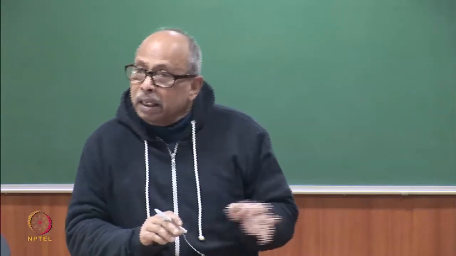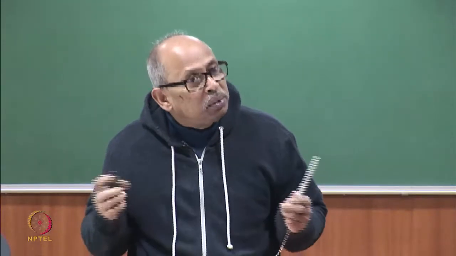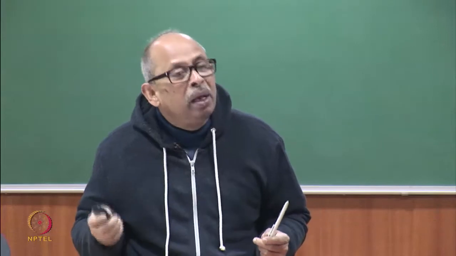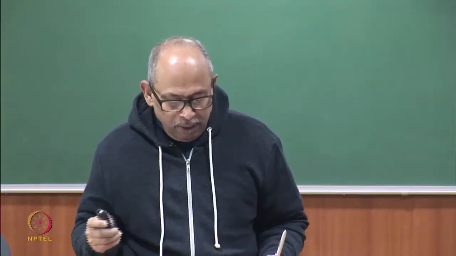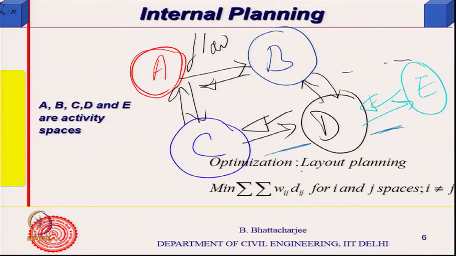So in the planning stage within the building or in the urban planning stage, all functional design issues go in, and fire is also one of them, right. These are activity spaces, as I said, A, B, C, Ds are activity spaces, and you can do the optimization of layout planning for minimization of the traffic. For example, for spaces i, j, i not equal to j, some sort of weightage multiplied by their distances, the sum total must be minimized with any constraints that are there.